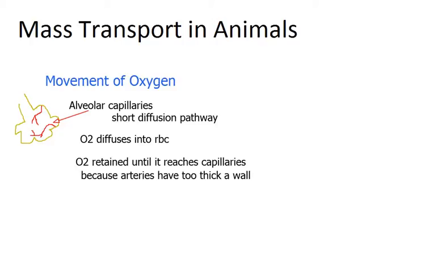and the oxyhaemoglobin retains its O2 until it reaches the capillaries. This is because arteries have too thick a wall, so they can't diffuse out.